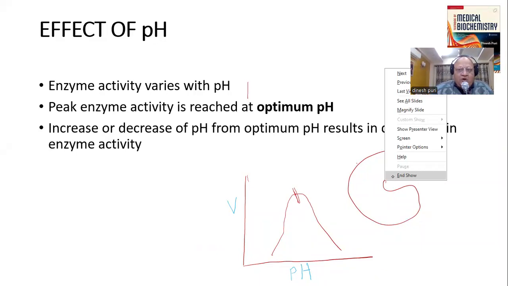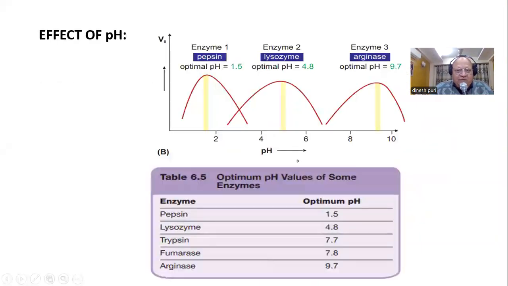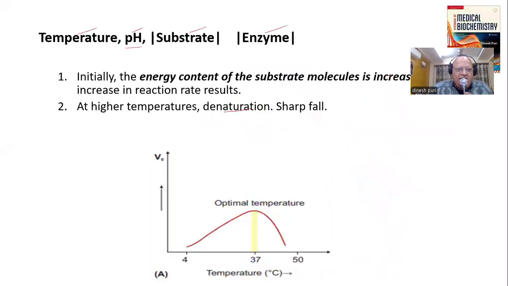Now, one thing, the optimum pH for various enzymes varies. Optimum temperature, as we said, for all the human enzymes in our body is nearly the same, the body temperature, but optimum pH varies. It may be in the acidic range or in the alkaline range, but most of the enzymes function optimally at the physiological pH. Now we come to the third factor, that is the substrate concentration.